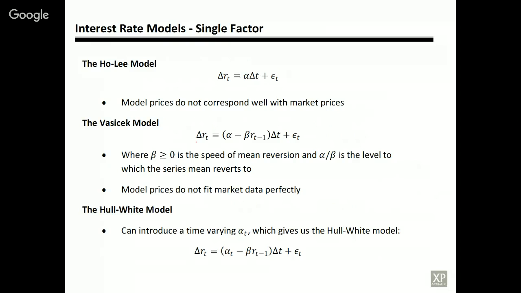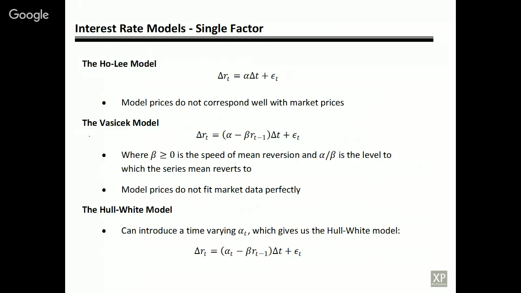Three single-factor models are the Ho-Lee model, the Vasicek model, and the Hull-White model. The Ho-Lee model models the interest rate as the change in R is equal to alpha t plus epsilon t. Now, model prices from this model do not correspond well with market prices. This is very similar to a stochastic model for a stock price.